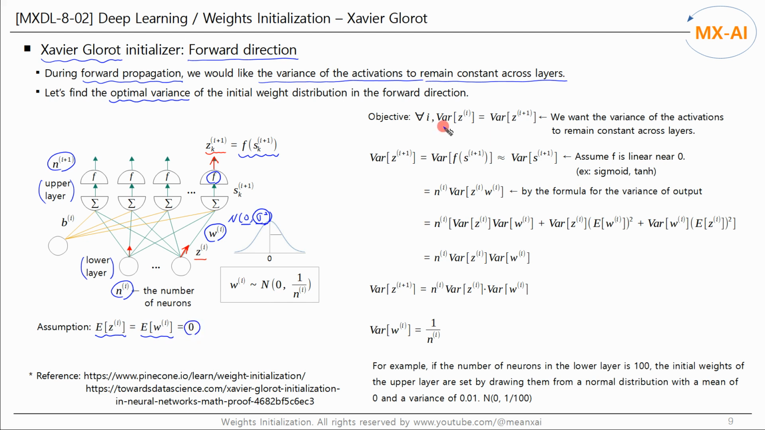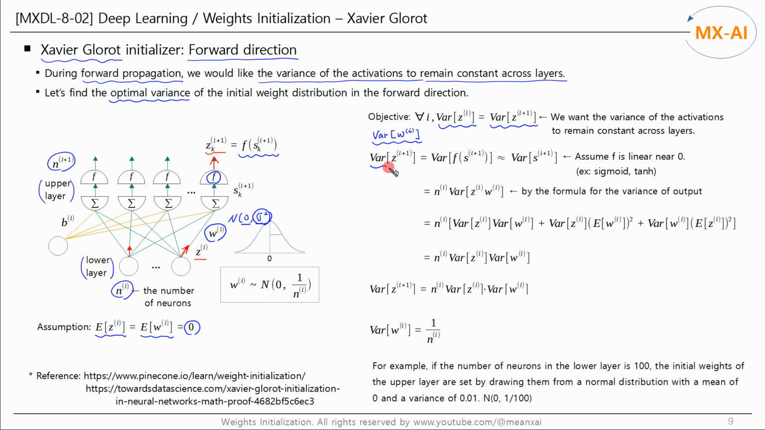Our goal is to make the variance of the lower layer output equal to the variance of the upper layer output. This allows input signals with similar distributions to flow from lower layers to upper layers. Let's find the variance of W that achieves this goal.